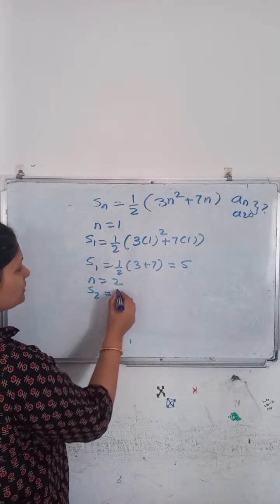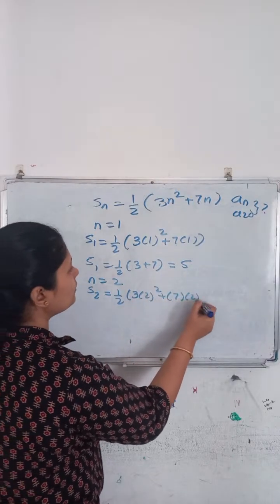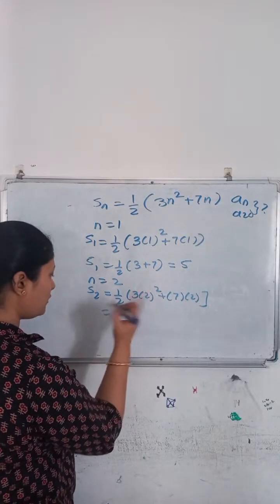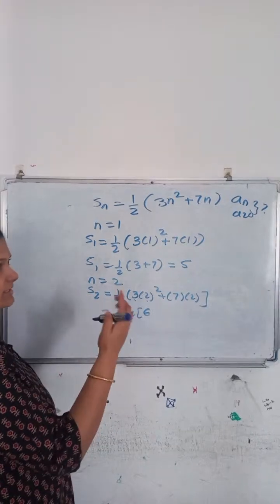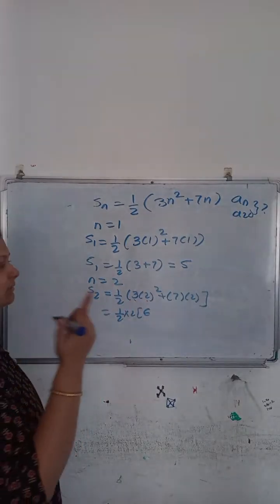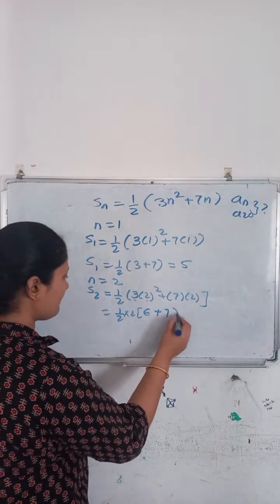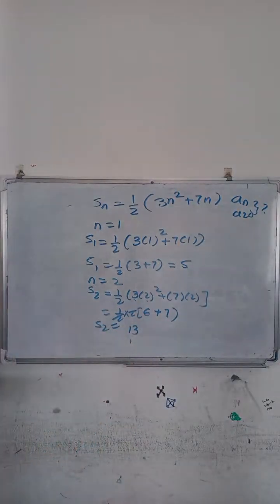S2 is nothing but how much? Half, so 3 into 2 square plus 7 into 2. If I take one 2 out, so 1 by 2 into 2, because square is there, 2 into 2. One 2 we already took out, so inside the bracket only one 2 is remaining. 2 into 3 is 6 plus 7. The 2s get cancelled. So 6 plus 7 is 13. So the sum of the second term is 13. Are you getting this? So S1 I got as 5, S2 as 13.